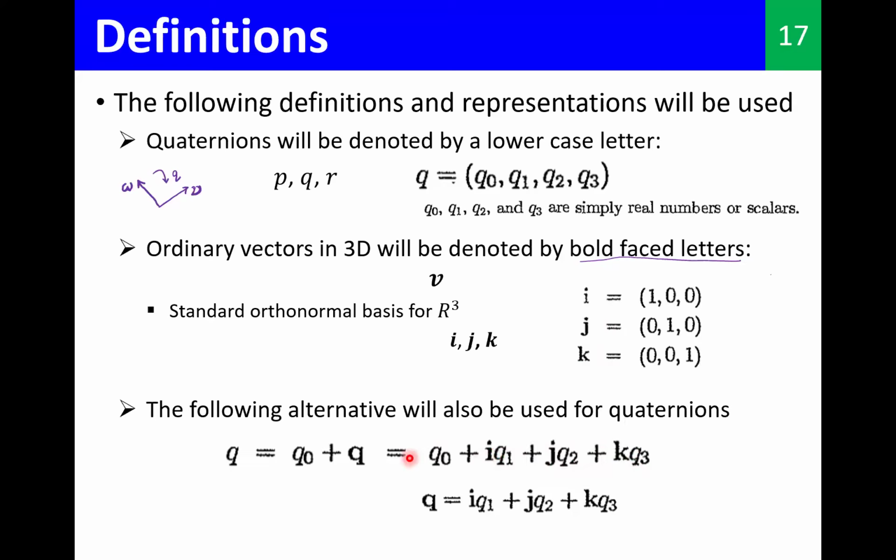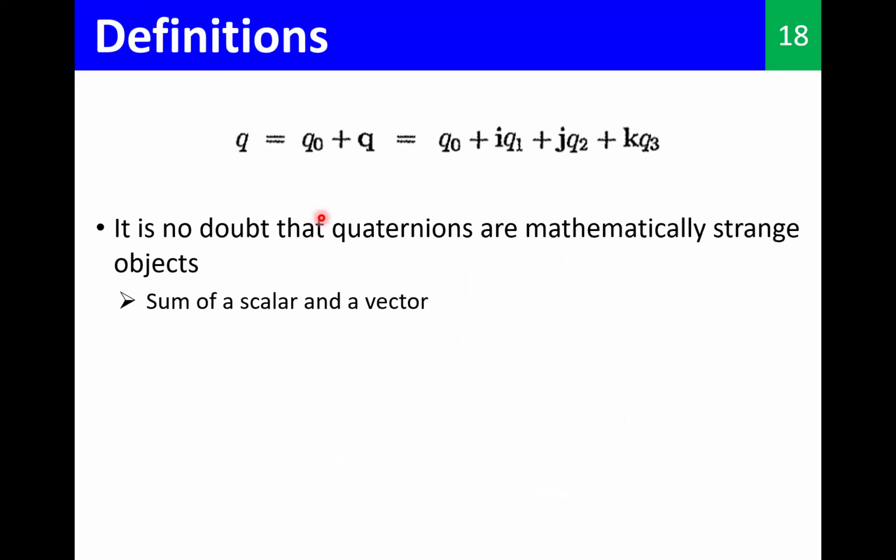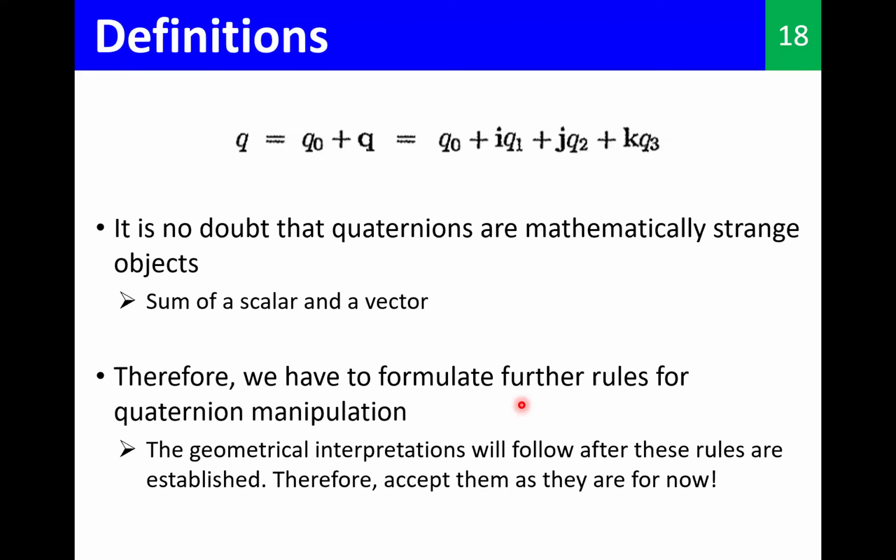I hope you are with me so far, right? We still didn't go into much of the complicated details. So we have a quaternion. It has a scalar part, and it has a vector part, this hypercomplex part, right? So you can see that quaternions are mathematically strange objects, as I have mentioned here, because you have a scalar and also a vector part combined together. Therefore, we have to formulate some rules for how to deal with quaternion manipulation.